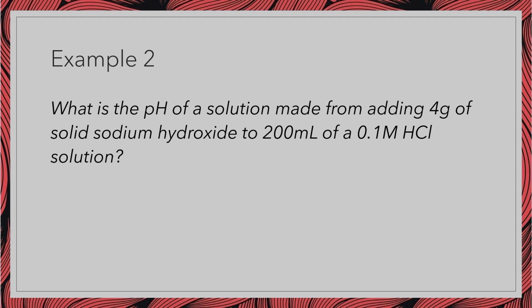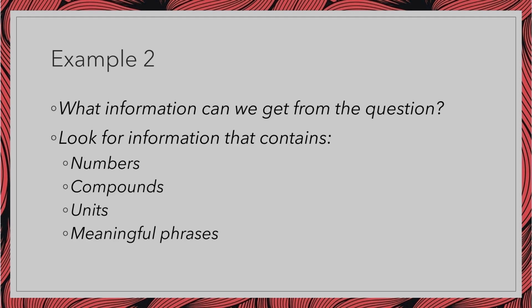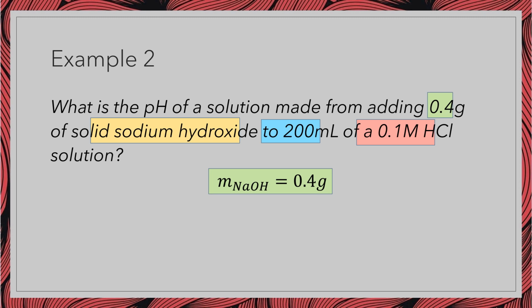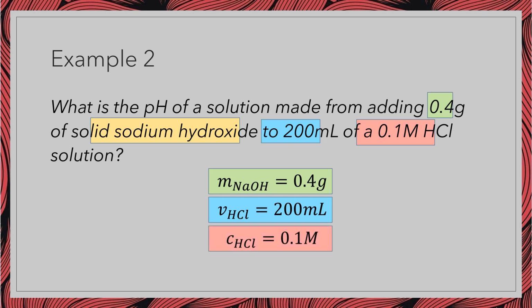What is the pH of a solution made from adding 0.4 grams of solid sodium hydroxide to 200 mL of a 0.1 molar HCl solution? Well, what information can we get from the question? Remember, we're looking for numbers, compounds, units, meaningful phrases. We've been given a mass of sodium hydroxide, a volume of HCl, and a concentration of HCl.